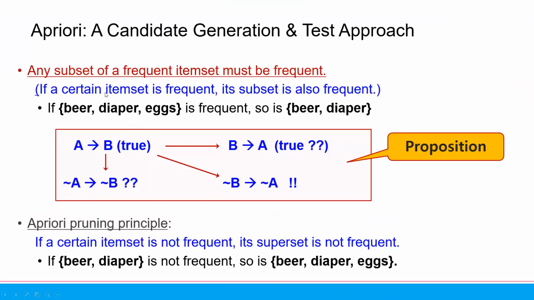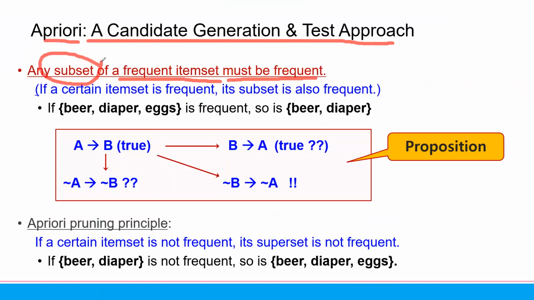The Apriori approach. What is the meaning of Apriori? It is a candidate generation and test approach. The condition is that any subset of a frequent item set must be frequent. This is the keyword: any subset. So the subset of a frequent item set must be frequent.